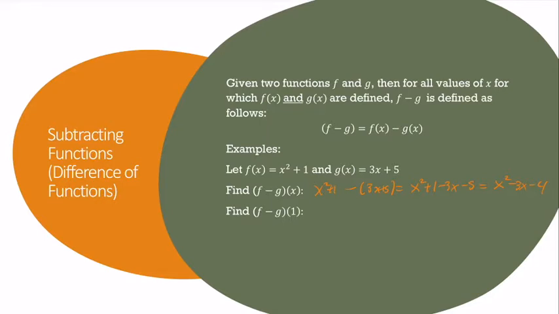In order to find f minus g of 1, again, I'm substituting 1 in for x. This is a function defined in x. X is our independent variable. So I have 1 squared minus 3 times 1 minus 4. That means 1 minus 3 minus 4. 1 minus 3 is negative 2. Negative 2 minus 4 is negative 6.